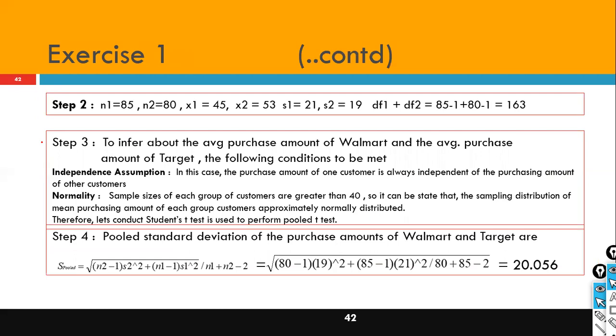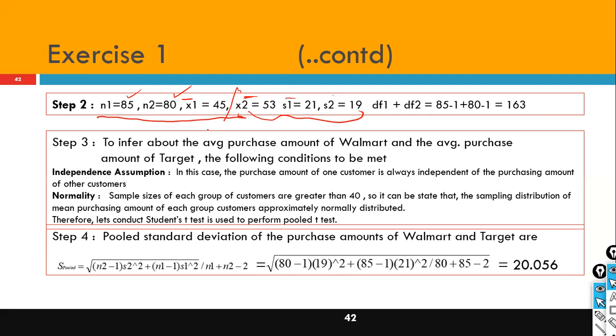Next, we are going to list down all the things, because we have two samples, and the two samples are independent. Walmart is different, Target is different. So this is my Walmart data and this is my Target data. The first sample size is 85, the second sample size is 80, and 45 and 53 are X1 bar and X2 bar, the Walmart average spend and Target average spend, along with the standard deviation of Walmart.